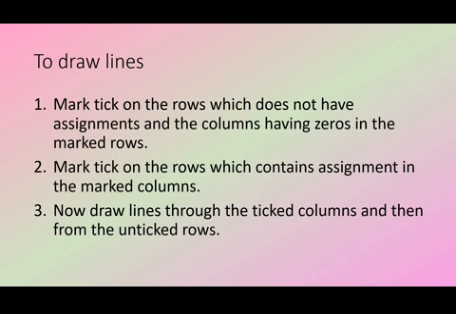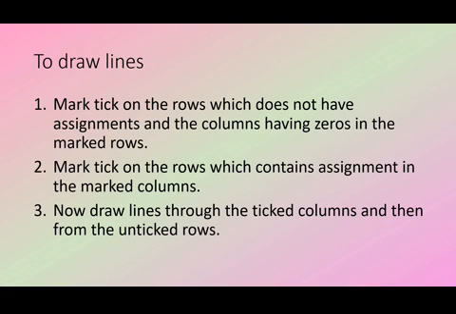The second step is to put a tick on the row which contains an assignment in the ticked column. So I ticked the column in the first step. In that particular column, we need to check if there is any allocation in any of the rows, then that particular row has to be ticked. Tick the rows which contain assignments in the ticked columns. This is the second step. So now a certain number of rows and columns are ticked.